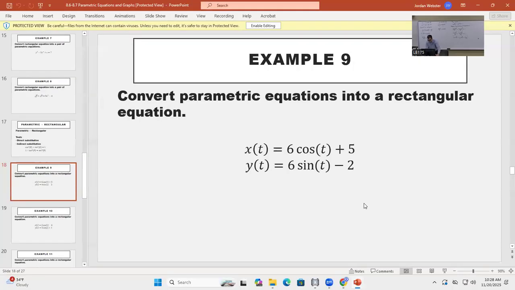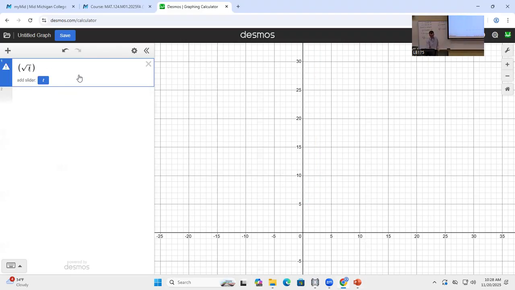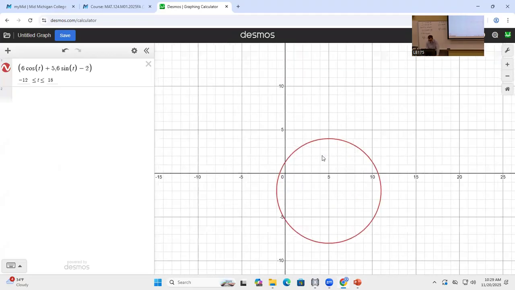Just so we've seen it, if I do this on Desmos, you can do this on your calculator too. I'll do it on Desmos so it's quicker. 6 cosine of t plus 5, 6 sine of t minus 2. You can see where we're at.